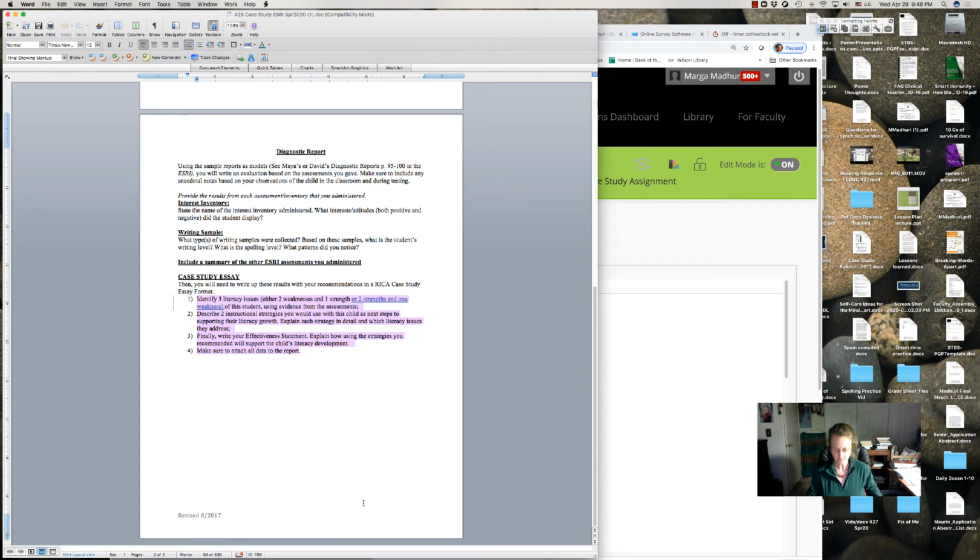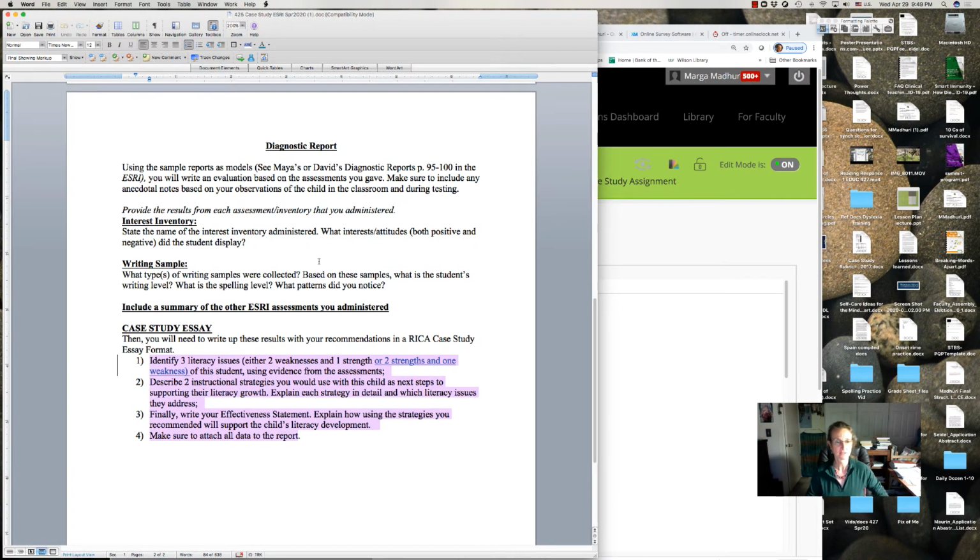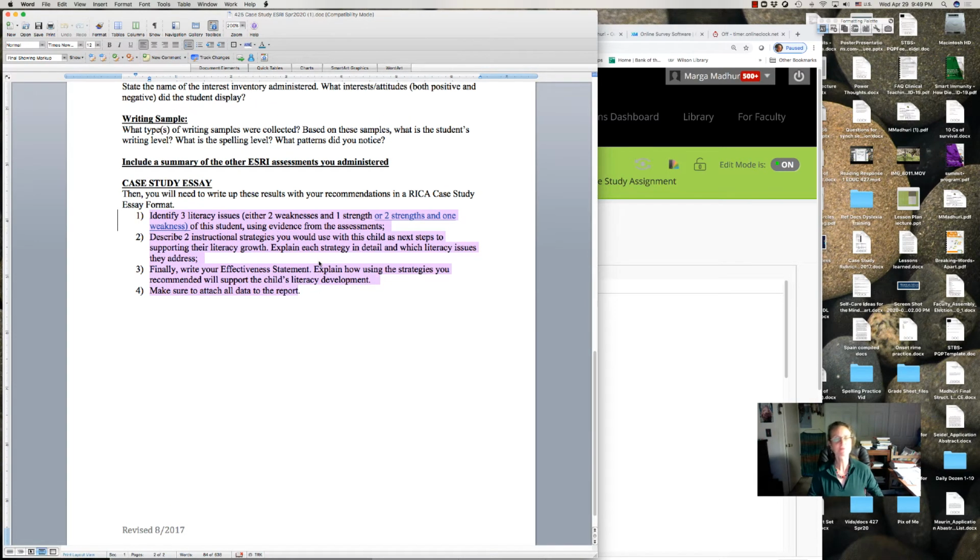Identify 3 literacy issues. So looking at all that data, you wrote a little paragraph or 2 about each section. The phonics section will be the longest. So identify 3 literacy issues from all that data, 2 weaknesses and a strength, or 2 strengths and a weakness, or 3 strengths, whatever you find. And using evidence from the data, explain how this is a weakness. So this should probably be 3 different paragraphs. One literacy issue I see is this. Here's why I see it.